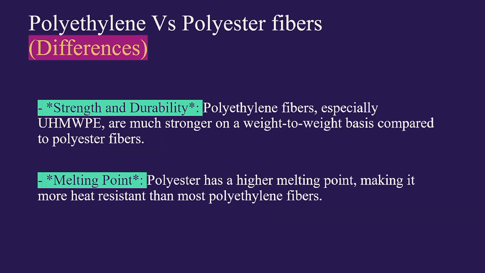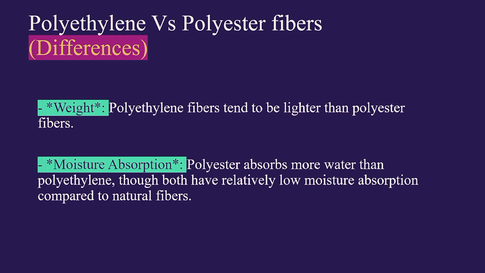What are the differences? You can say strength and durability. Polyethylene fibers, especially ultra high molecular weight polyethylene fibers, are much stronger on a weight to weight basis compared to polyester fibers. Second difference, melting point. Polyester has a higher melting point, and is more heat resistant than polyethylene fiber. Third is weight. Polyethylene fiber tends to be lighter than polyester fiber.